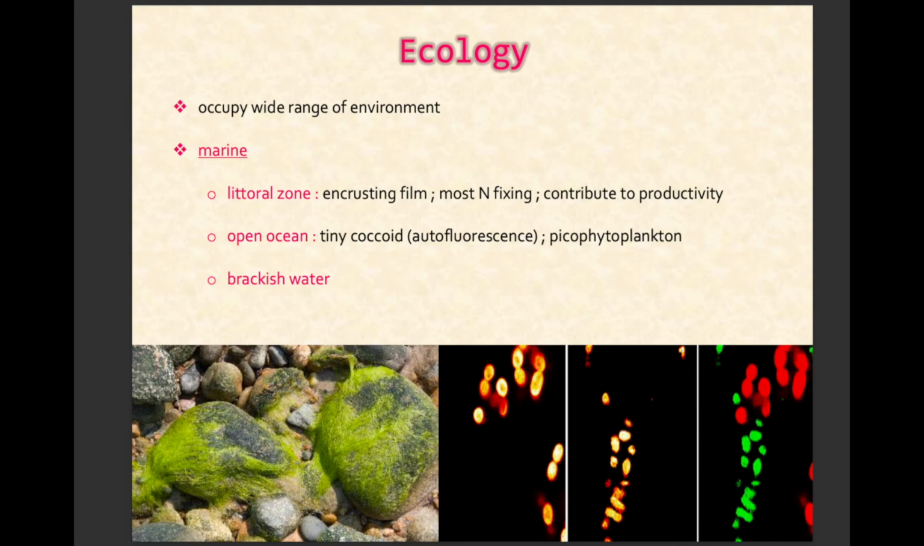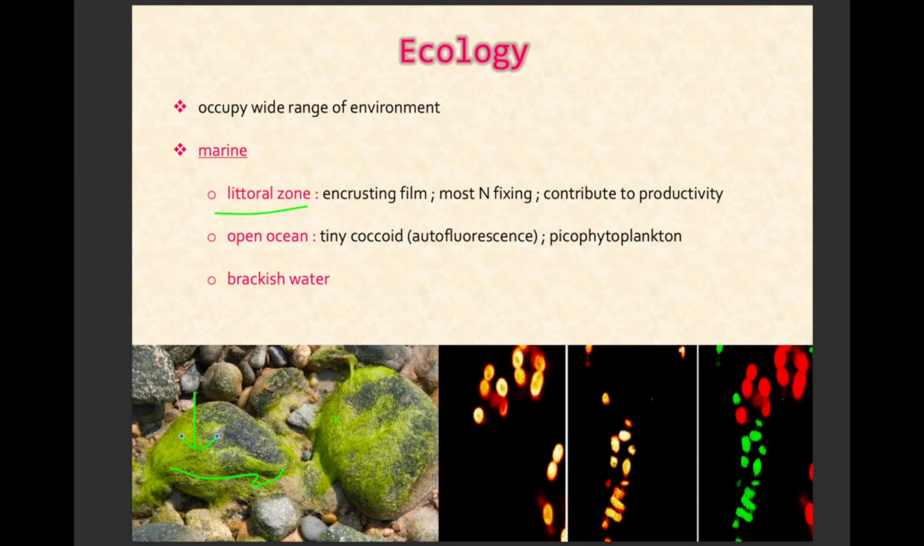habitats, for example in your littoral zone or intertidal zone, yung malapit diyan sa dagat, no? Yung sa dalampasigan, they form this encrusting film doon sa ating mga littoral, doon sa mga rocks. So they form this encrusting film in this portion. Most of them can fix nitrogen and they contribute to the primary productivity in that area. So mga primary producers talaga ito.